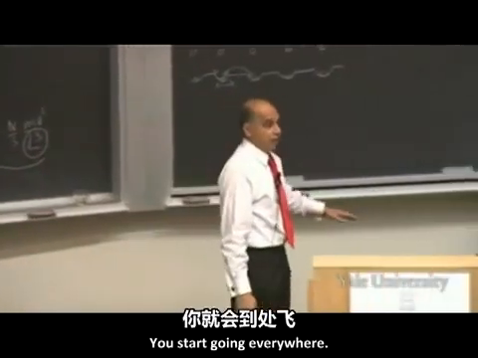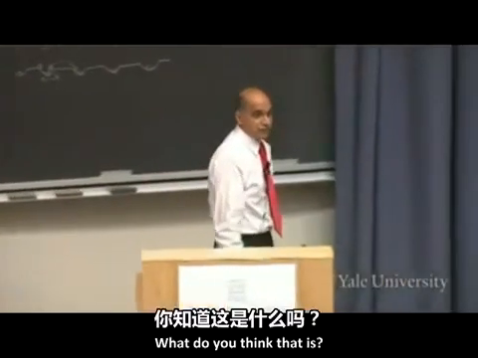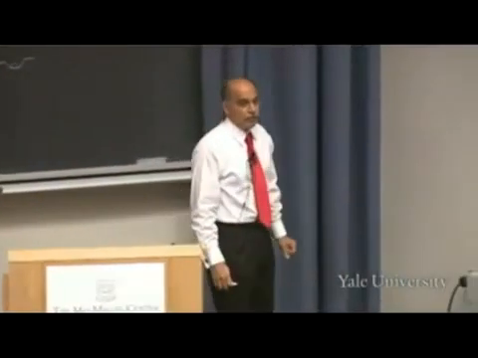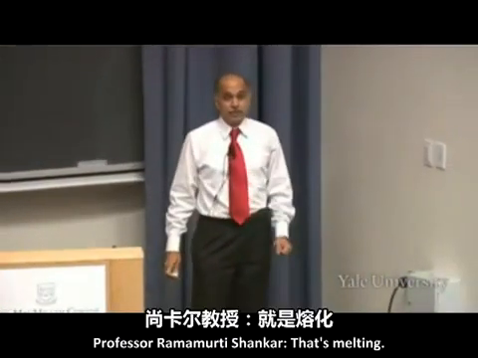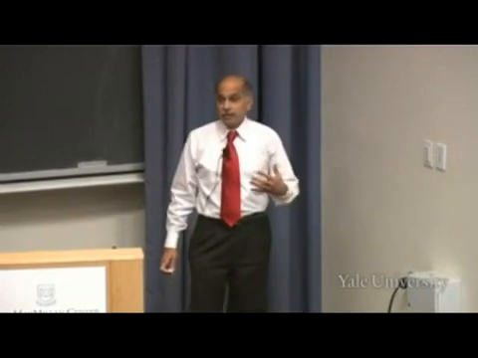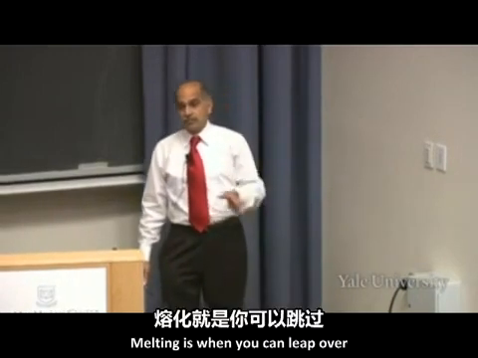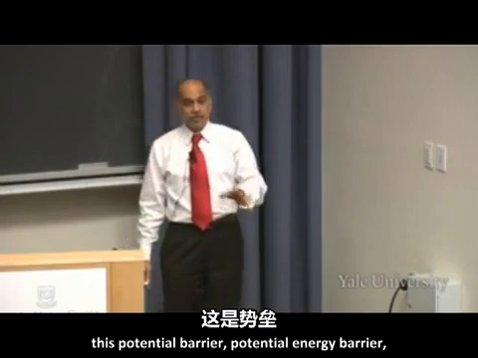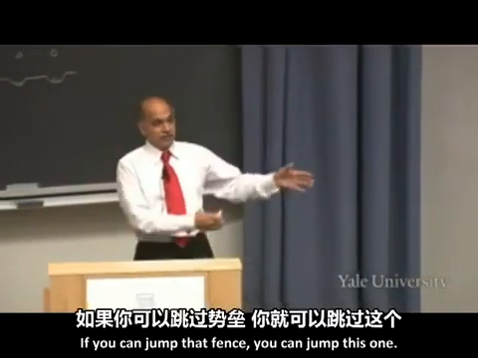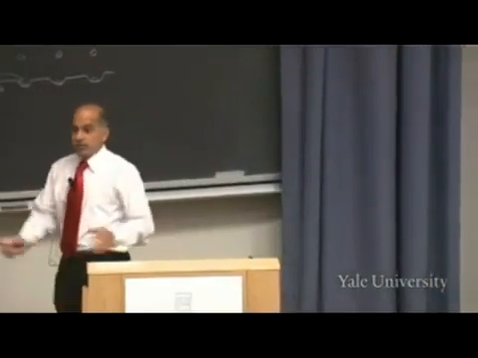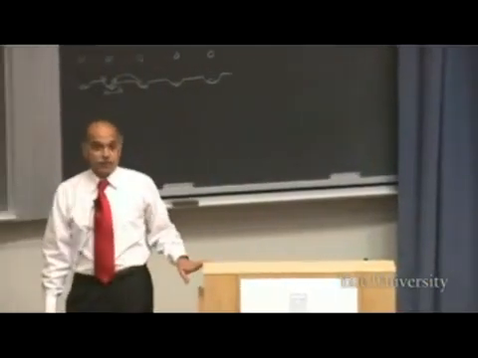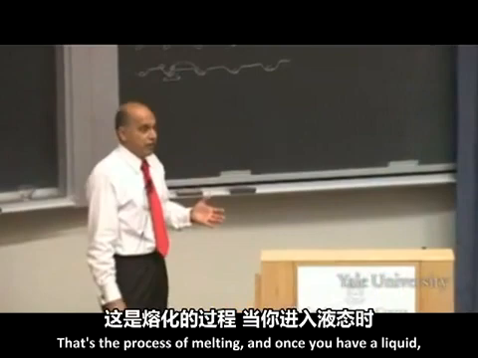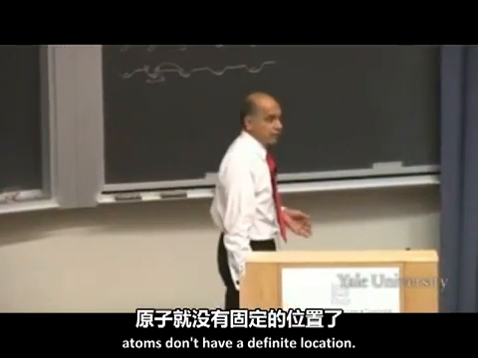You start going everywhere. What do you think that is? Pardon me? That's melting. That's the definition of melting. Melting is when you can leap over this potential energy barrier and go to the next side. The next side is just like this side. So if you can jump that fence, you can jump this one, you go everywhere and you melt. That's the process of melting. And once you have a liquid, atoms don't have a definite location.